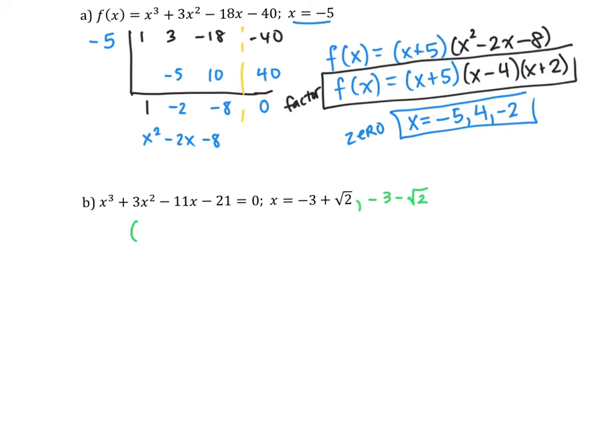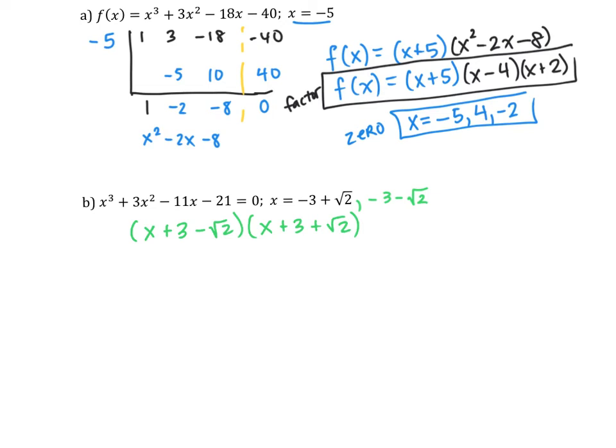Okay, so if my first answer was -3 plus √2, then it must be true that my factor is x plus 3 minus √2, because if I solve this, I would minus the 3 and add the √2. Okay, for the second factor, if I want to get -3 minus √2 as my answer, I must have had x plus 3 plus √2, so that when I solve it, I get -3 minus √2.